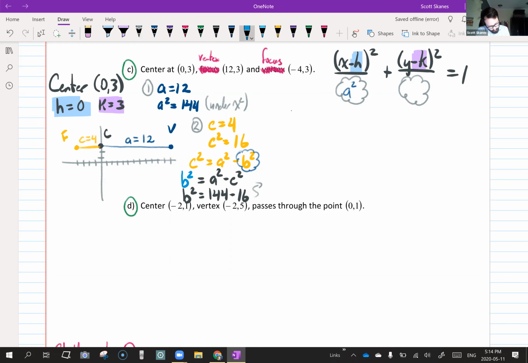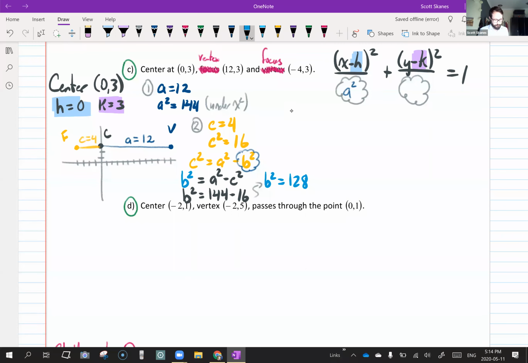Or in other words, B squared is 128. So again, I know this is a lot. I know it seems like a lot, but you have to do the practice. You are expected to be able to do these questions. This particular one is one of the harder ones in the entire course. Okay, so just keep at it, keep practicing.